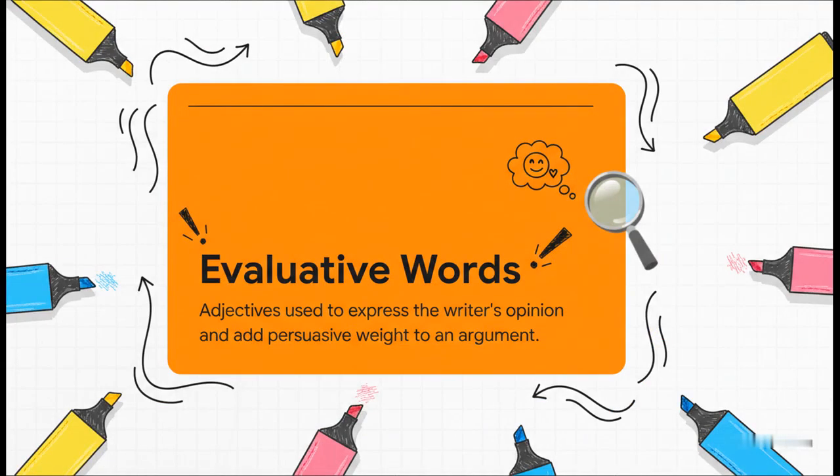All right, next up in your toolkit, evaluative words. These are basically your secret weapon for persuasion. Think of them like emotional signposts. They're the adjectives you sprinkle in to show the reader exactly how they should feel about your topic. They add all that weight and power to your argument.